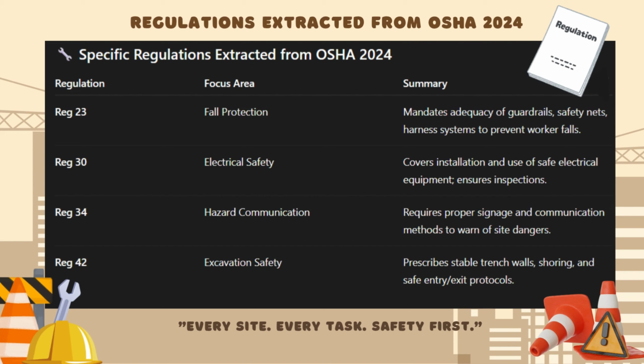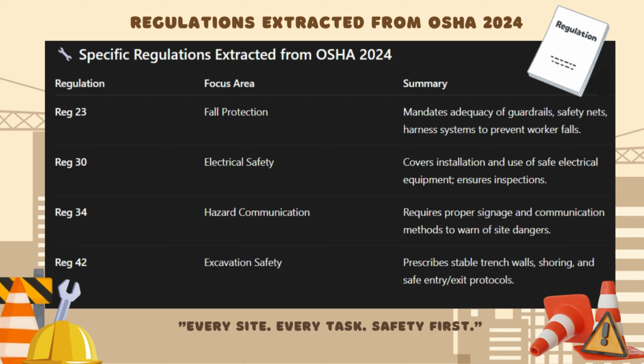Last one is Regulation 42, which mandates the use of protective systems for trenches deeper than 1.5 meters, such as shoring or trench boxes. Safe access must be provided via ladders or ramps. Atmospheric testing and physical barriers are required, and excavations must be inspected daily.